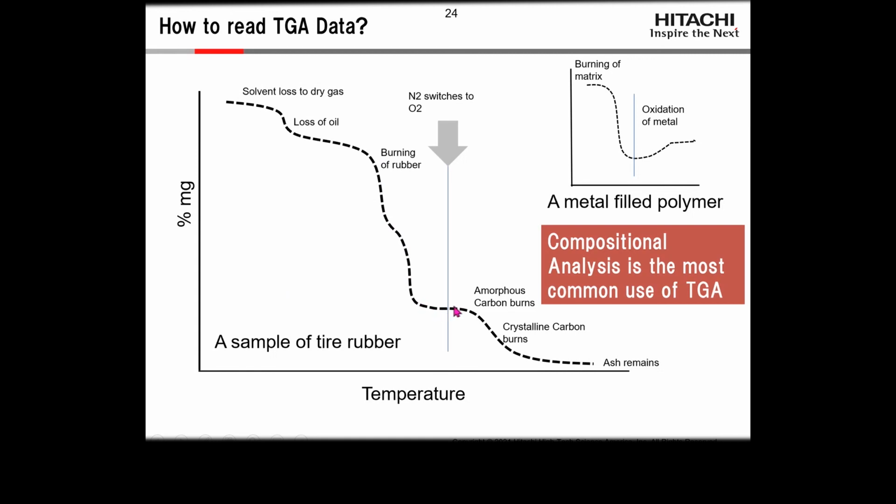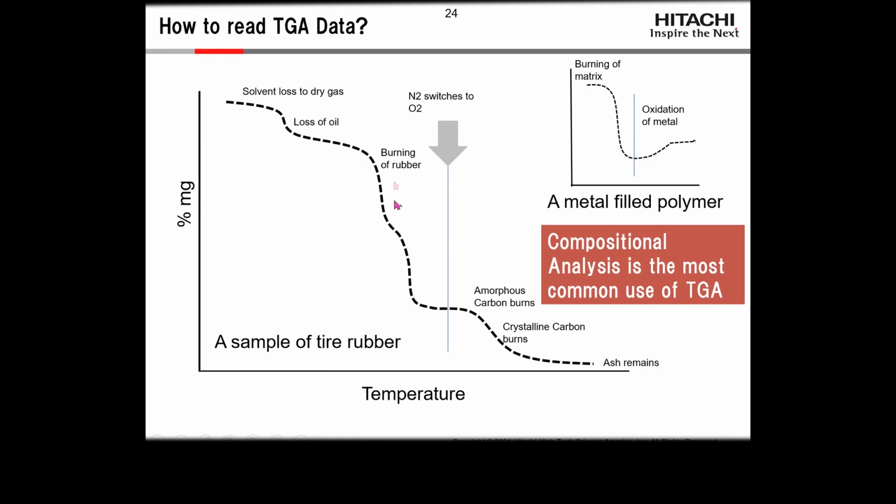And then we'll come to another plateau. And at that plateau, we normally switch to oxygen. And above that, we have carbon burning off. First is amorphous carbon, and second is crystalline carbon. So that would be graphite in most cases, but diamonds actually burn here too, if anybody really wanted to know. And if there's any metal in this, after we burn it off under oxygen, we're actually going to see a weight gain as the metal oxidizes.